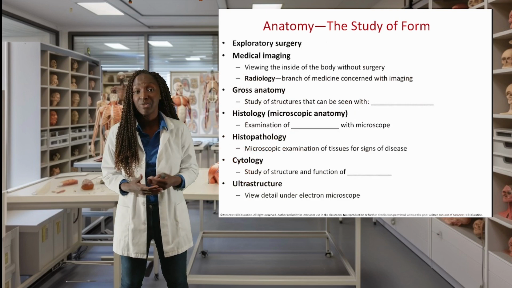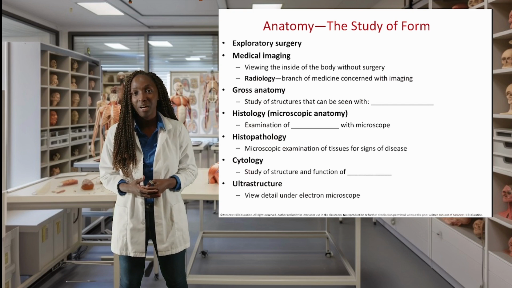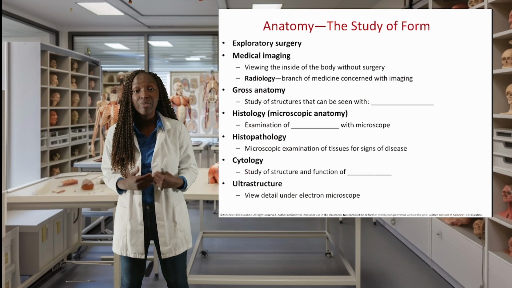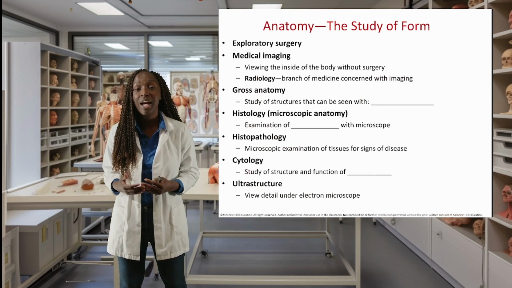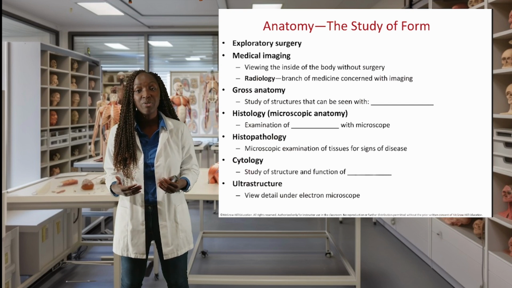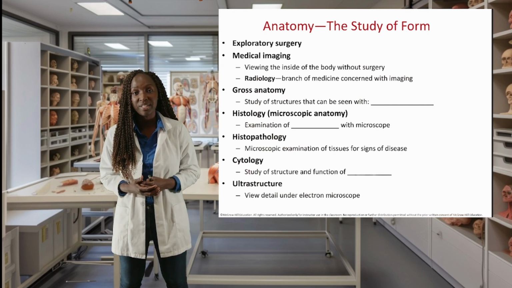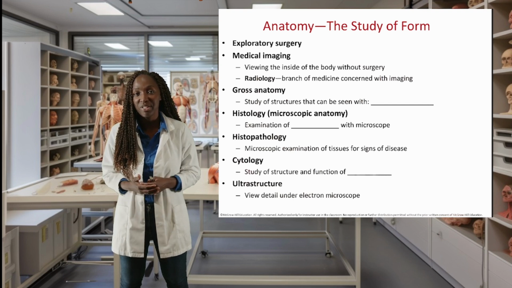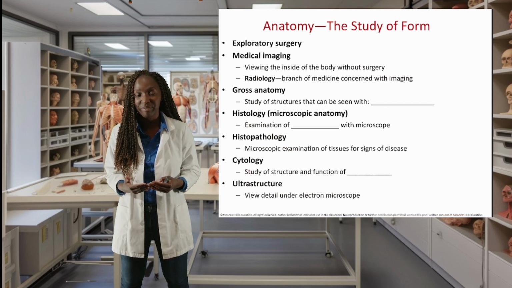Now, there are many different ways that we can study anatomy. Early scientists used exploratory surgery by opening up the human body and seeing what they find. However, nowadays we have an advantage. We have medical imaging, so we are able to view inside the body without doing surgery or putting anyone at risk. And there's an entire branch of study that is dedicated to medical imaging, and that is called radiology.